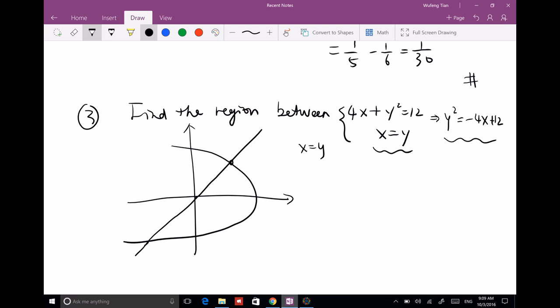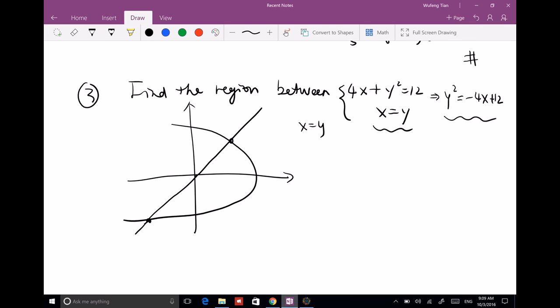First, I need to solve these two points. How do I solve the intersection points? You basically set these two equations equal to each other. Plug x equals y into here, so you can solve the equation. You can replace y by x or x by y, either one is okay.